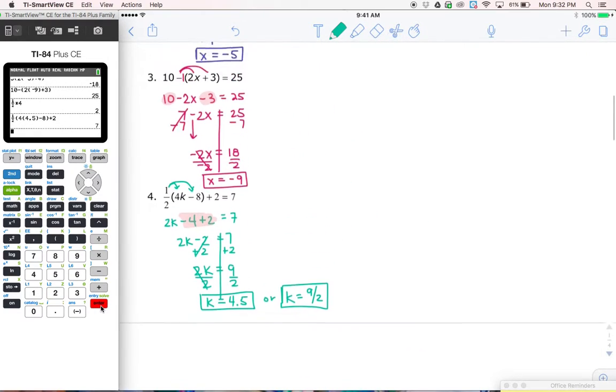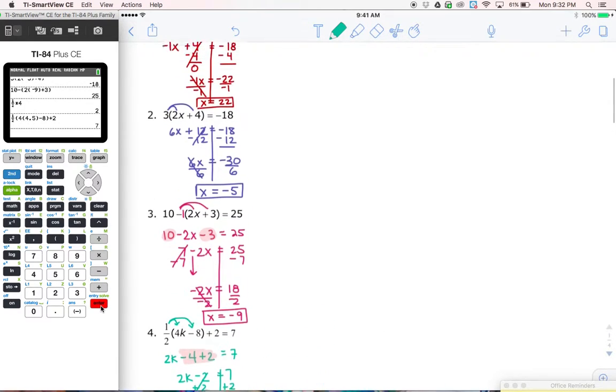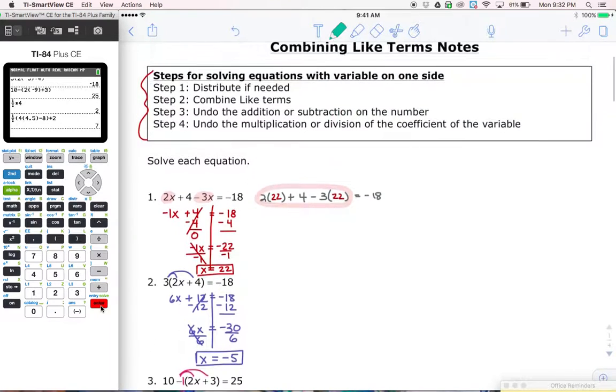Okay, big takeaway from today's lesson, guys. Simplify each side of your equation before you start trying to solve. And don't forget to check those answers.